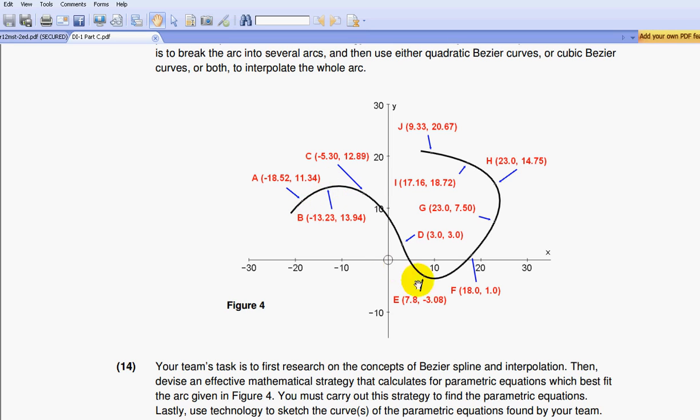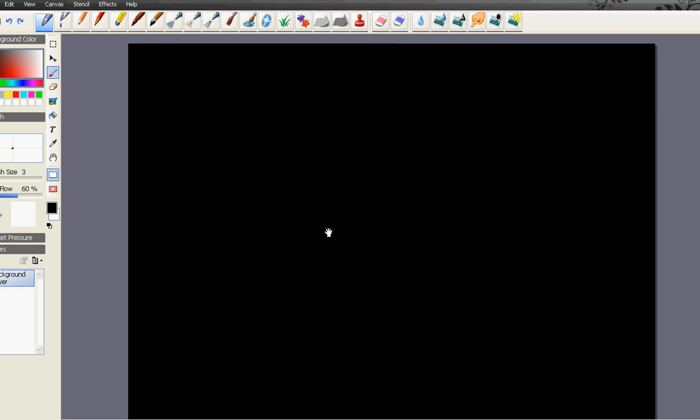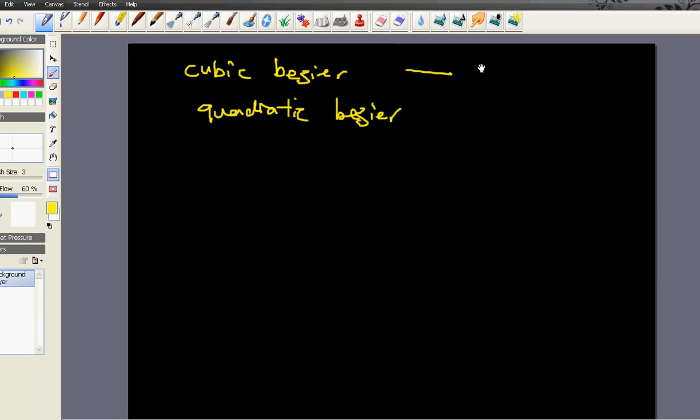Now, if you counted, there are actually 10 data points, or 10 points where the coordinates are given. So I'm going to discuss two ideas. The first one is the idea of choosing quadratic or cubic Bezier. You can opt for a cubic Bezier or a quadratic Bezier. To do a cubic Bezier, you would need 4 points to calculate all the coefficients and so on. For a quadratic, you need 3 points.